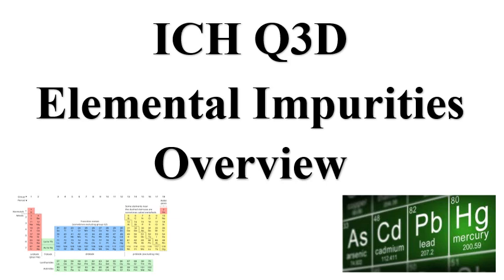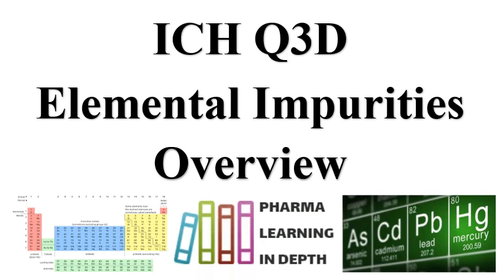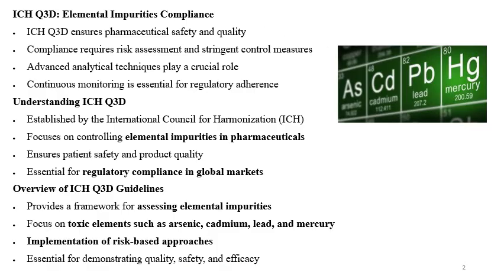ICH Q3D is the quality guideline from ICH for elemental impurities. I welcome all the viewers to this video for elemental impurities overview. There are various types of impurities like organic, inorganic, residual solvents, nitrosamines, which are required to be controlled to demonstrate the quality, purity, safety and efficacy of the pharmaceuticals.